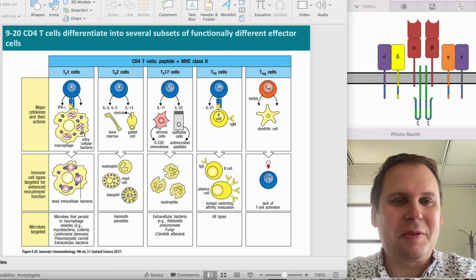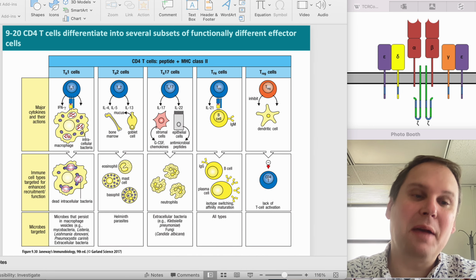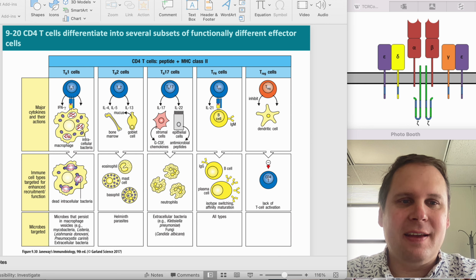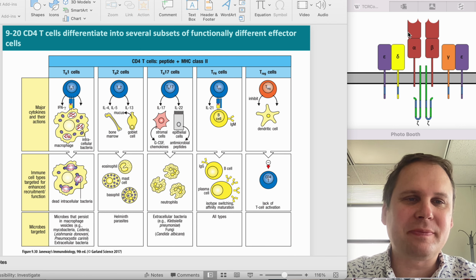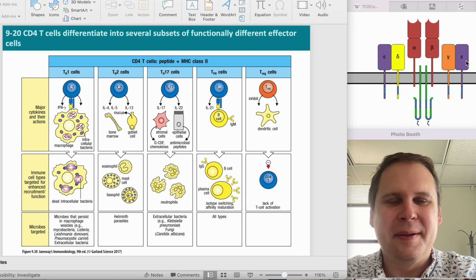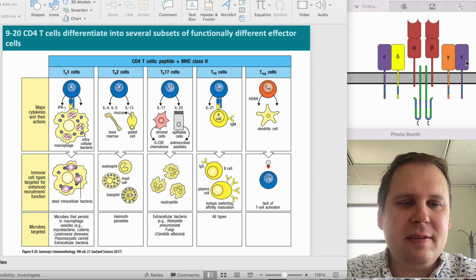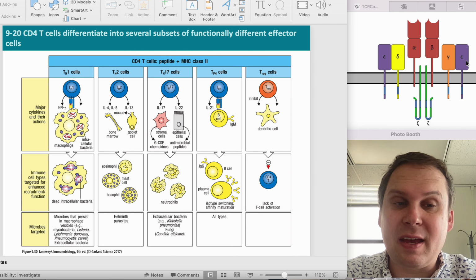Okay, Chapter 9, Part 2: Helper T cells. Let's talk helper T cells. So, here we have our standard picture. The T cell receptor is these two bits, and all these other parts are CD3. You'll find CD3 with a T cell receptor pretty much all the time.